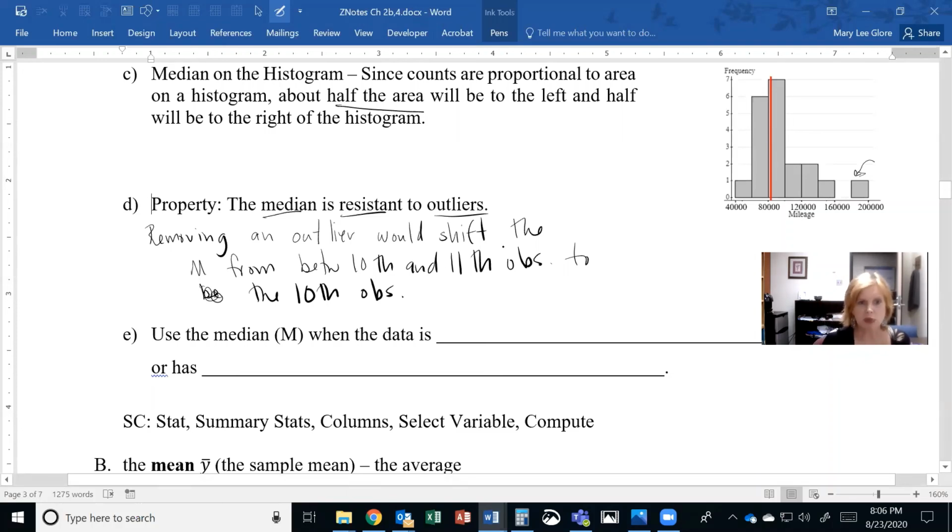So we want to use the median anytime we have data that is very skewed or has extreme outliers, or an extreme outlier. Now this graph does not have either. This is not very skewed, and this is not an extreme outlier. So I could use other measures of center. But if I did have extreme outliers, or I did have extreme skewness, then this is the center that would be the best one.